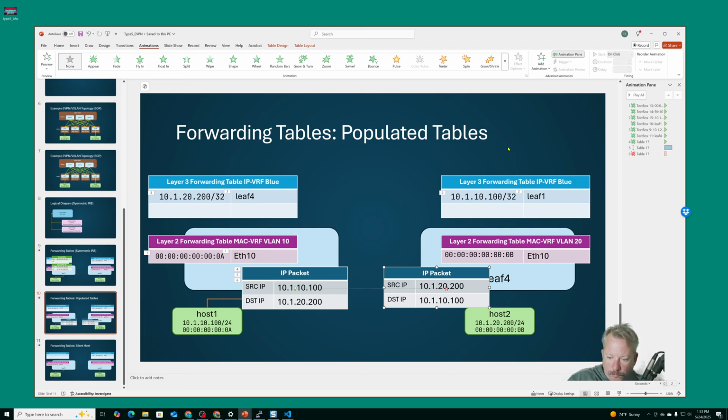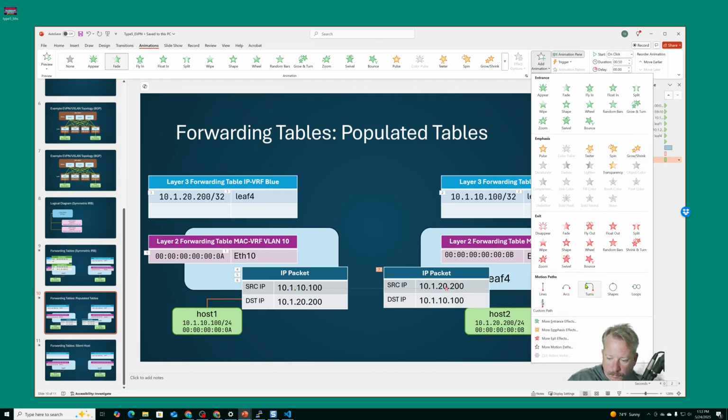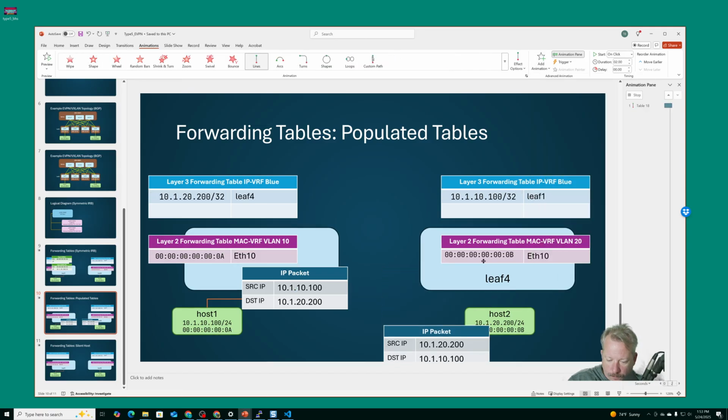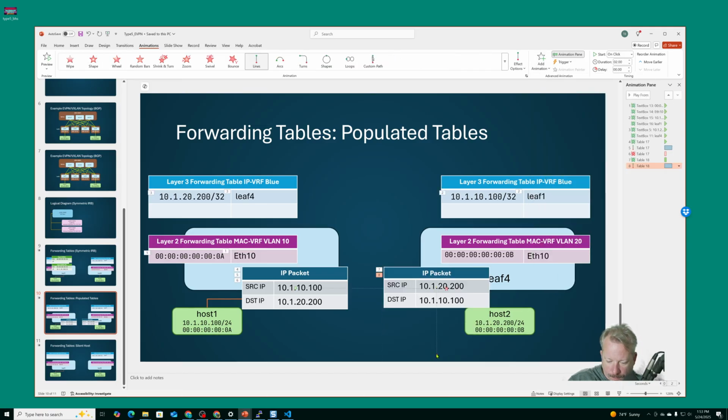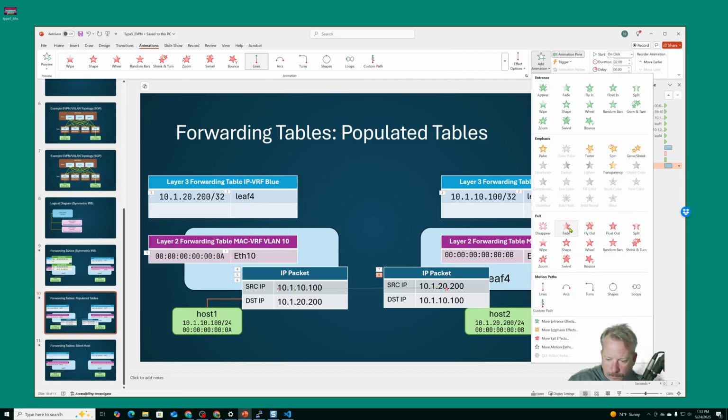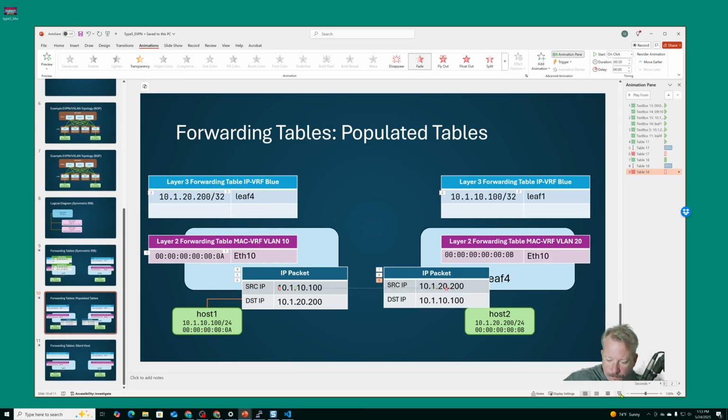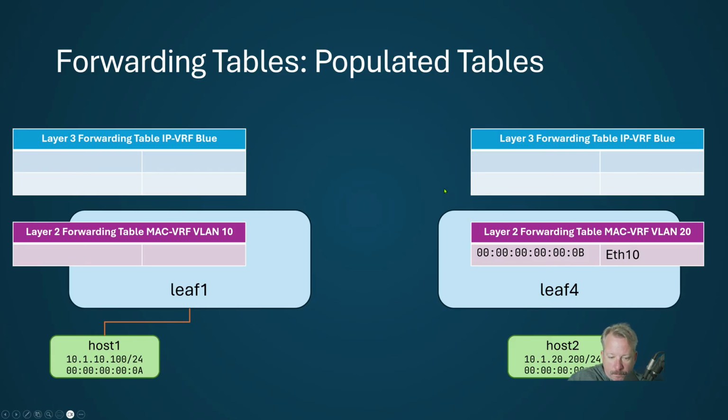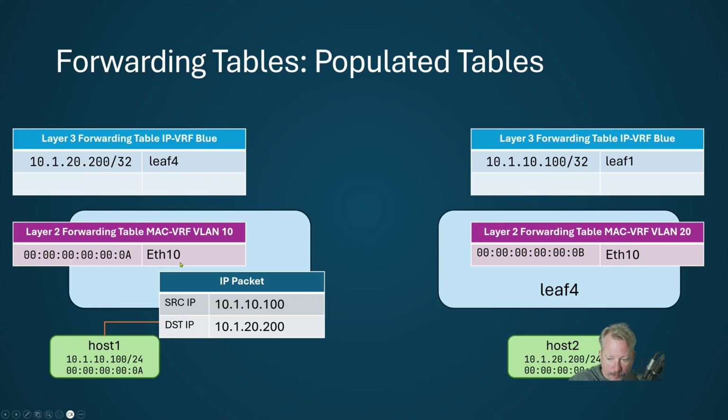And then I do want to do animations here. So I want it to fade in. I want it to move. And I want it to fade out after. So it looks like this. Packet comes into the leaf. We populate its MAC address. We generate the type 2 routes. We populate all the tables.